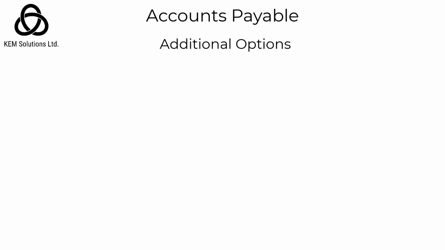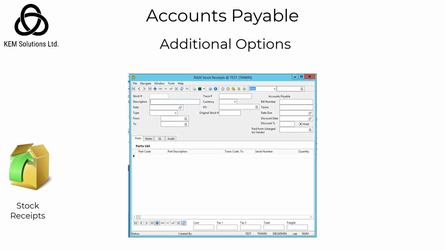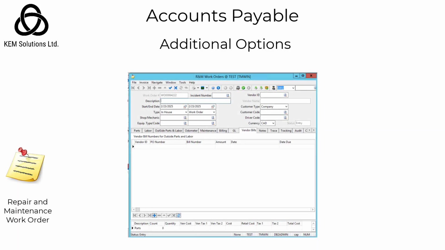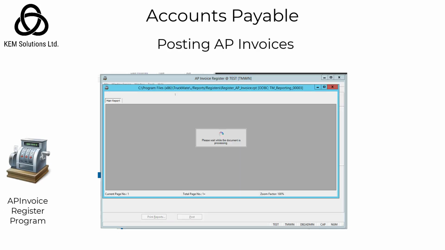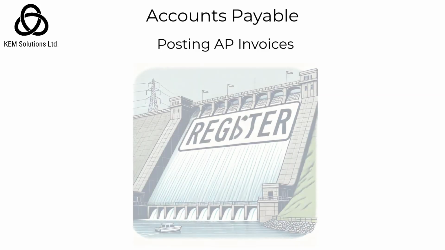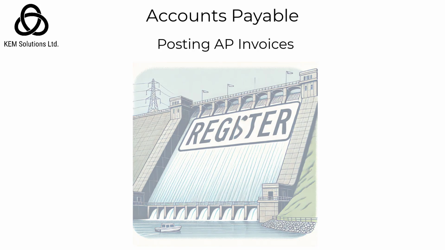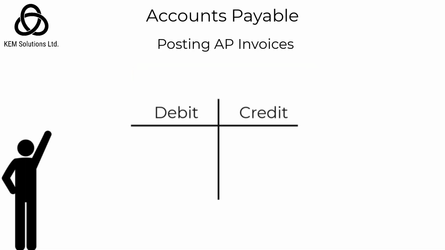Invoices will also flow into the accounts payable ledger through the repairs and maintenance system if your company utilizes these modules. Once invoices are created, they need to be posted through the AP invoice entry register. Registers are used throughout Truckmate's accounting modules to control the flow of financial data into the general ledger. A transaction won't show up in the ledger until it's posted through one of these registers. When you post the invoice, the accounts payable account is credited and the expense and tax accounts are debited.